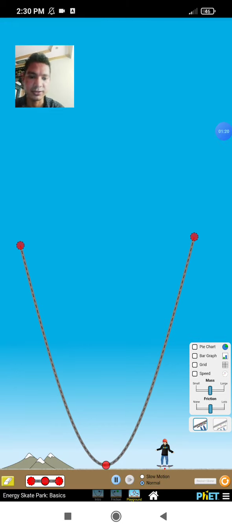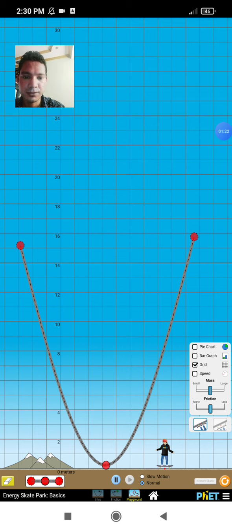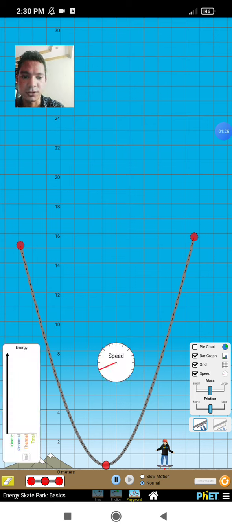Okay, there is a skater here, standing still on the ground. Its potential energy is 0, kinetic energy is also 0. Obviously it's on the ground right now, no height, no potential energy, no velocity, no kinetic energy.